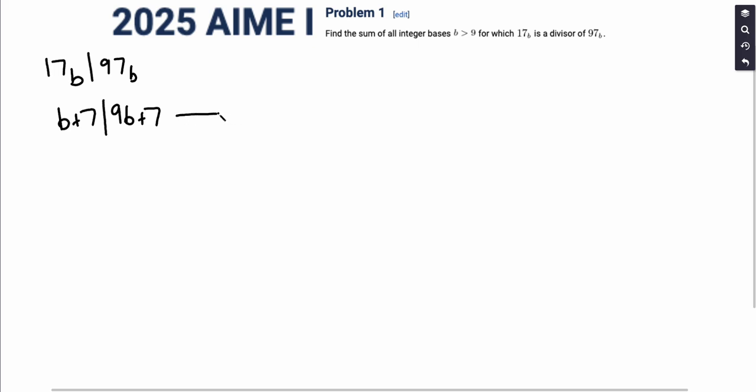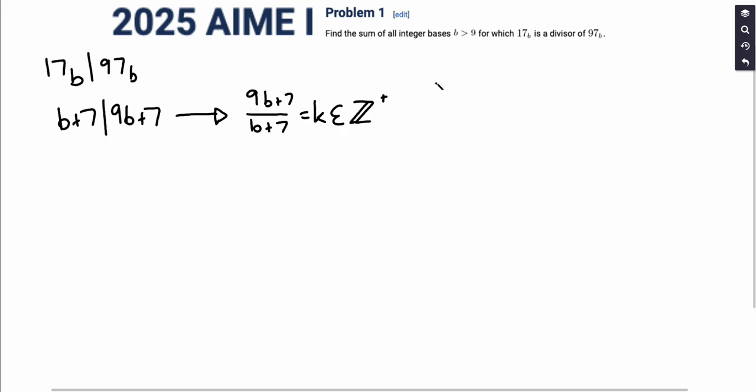And so basically, we can write this as an equation. 9b plus 7 over b plus 7 must equal k for some positive integer k. And that shows that this divisibility will in fact be true. The best way to go about this problem is to split this fraction into two separate fractions. Even though that might seem a little bit complicated, the motivation behind doing that is that one of the fractions will become a positive integer, and the other fraction is going to be much easier to deal with.